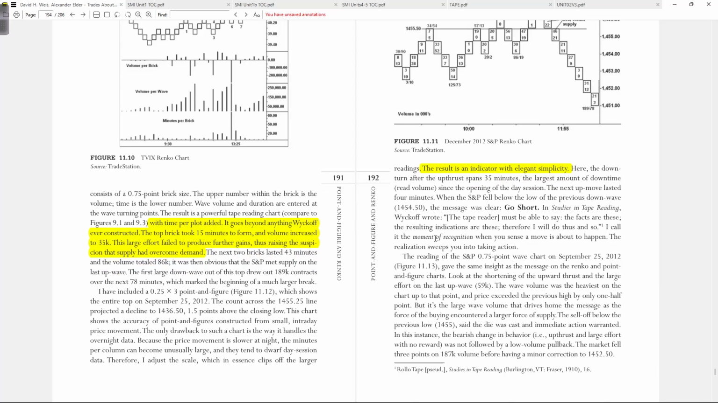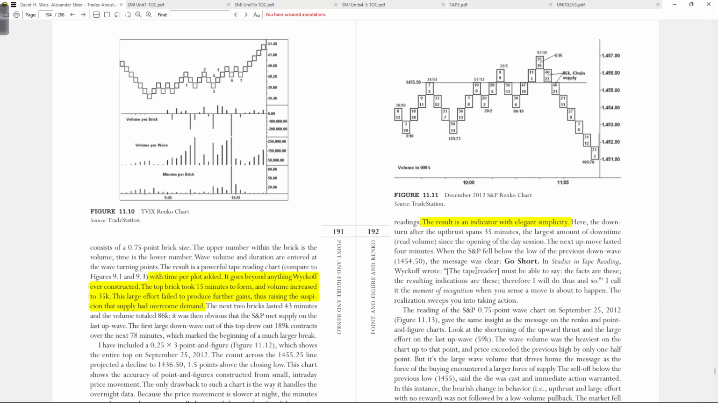In Studies in Tape Reading, Wyckoff wrote, "The tape reader must be able to say: the facts are these, the resulting indications are these, therefore I will do thus and so." I call it the moment of recognition. When you sense a move is about to happen, the realization sweeps you into taking action.